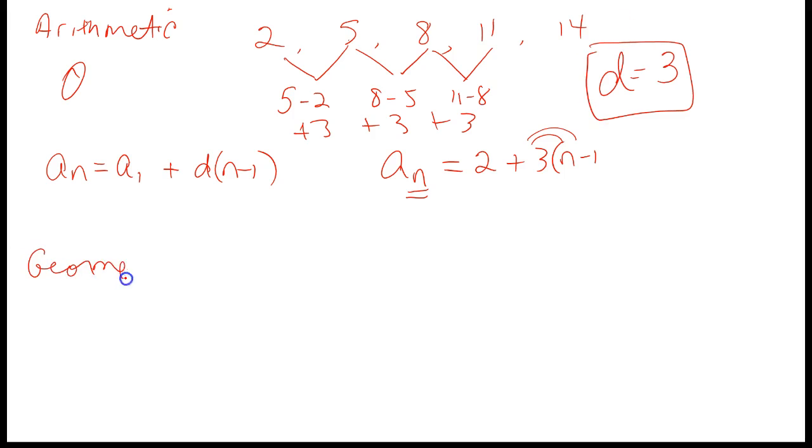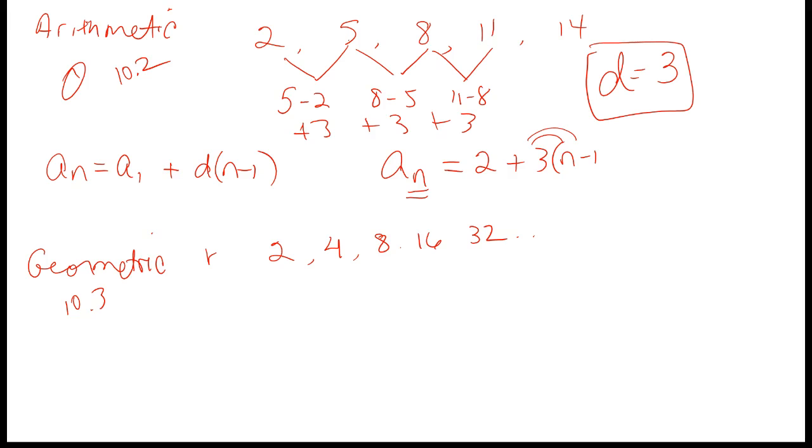The next one is geometric. This is 10.2, 10.3. Geometric sequences have a common ratio. So let's look at an example of that: 2, 4, 8, 16, 32, and so on. Now, let's say it didn't jump out at you what your common ratio was. Just like I did up top, I take 4 divided by 2, 8 divided by 4, 16 divided by 8. That looks like I'm multiplying by 2 each time. So I have this common ratio of 2.